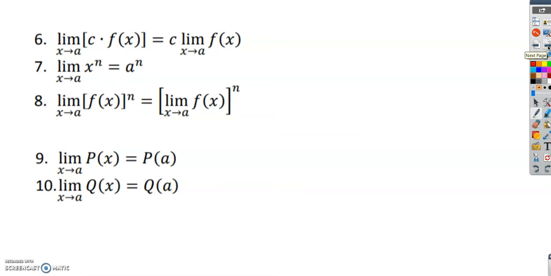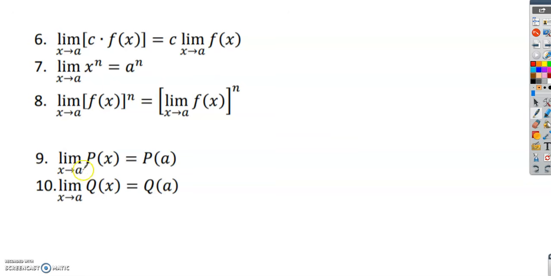Some more properties that you can look at. If you've got a constant, you basically could bring it out to begin with and then do the function first. This is kind of a simplifying technique. The power property says that you would just end up with a to the n. A lot of these are just very intuitive. And then this one, if you have a power of a function, you can find the limit first and then raise it to the power. These are just ways to make finding the limit a little easier.